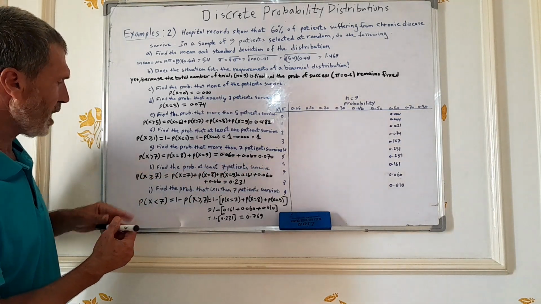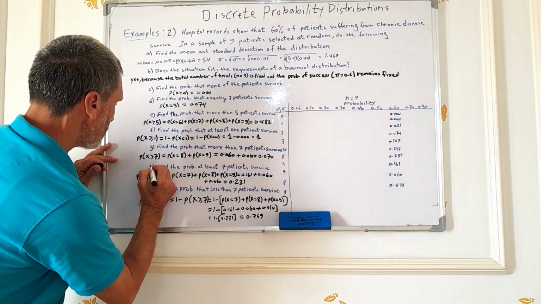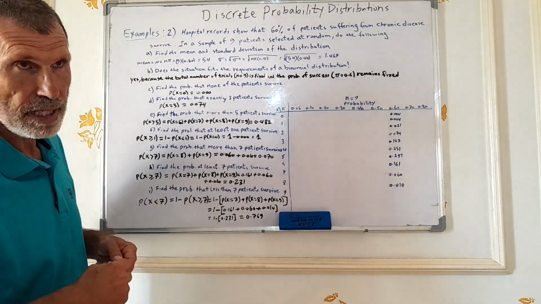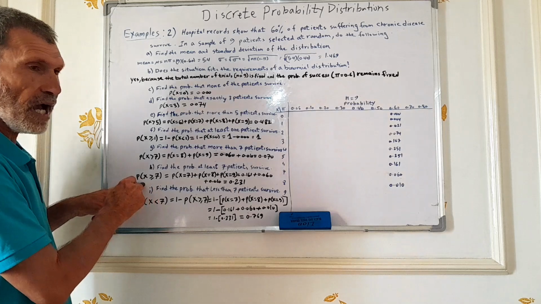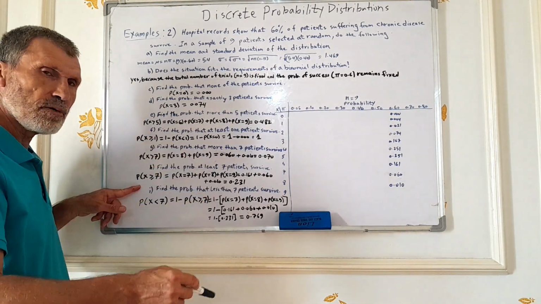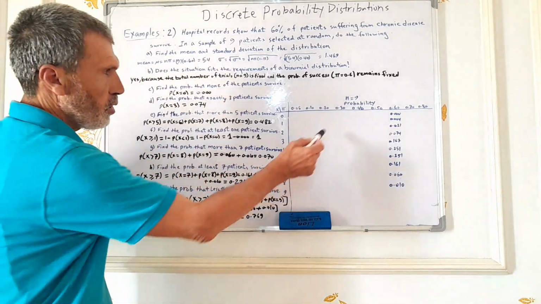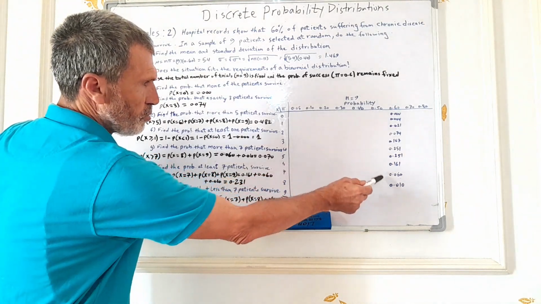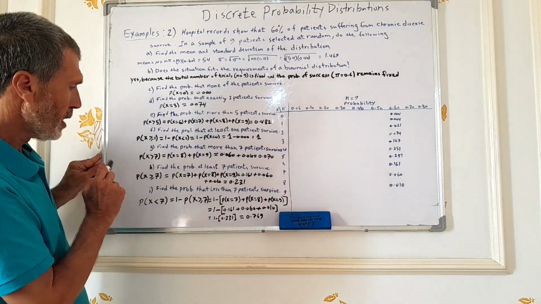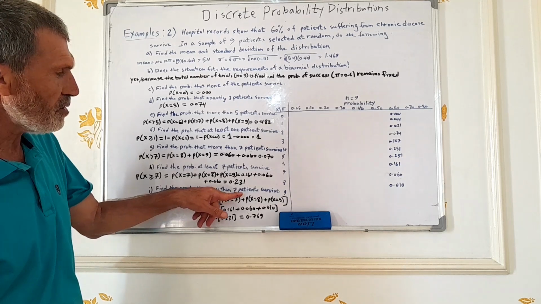H says find the probability that at least 7 patients survive. At least means probability of x greater than or equal to 7. So I got here probability of x equals 7 plus x equals 8 plus x equals 9. When you look at the table, you can find all these probabilities from the table, and you come up with 0.231.